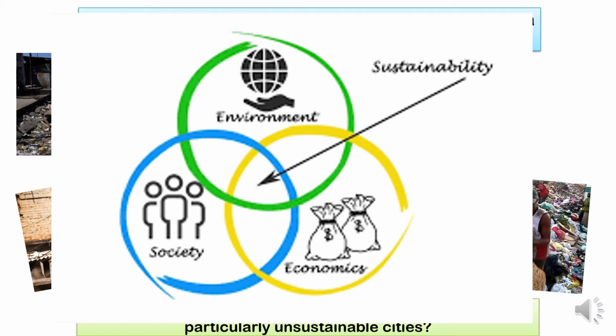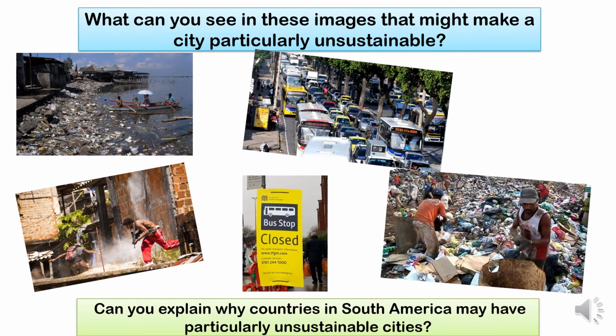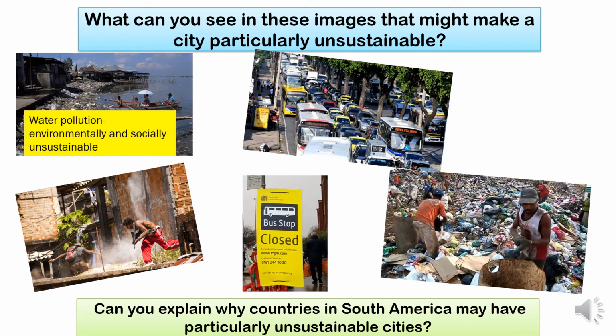So with that in mind, you now have 5 pictures. What I would like you to do is to tell me what's happening in these pictures and why it is unsustainable. So, for example, water pollution is environmentally and socially unsustainable, and you're going to come up with the reasons why. There is a massive question at the bottom of the slide. Can you pause this picture now and complete this activity? It should take you about 2 minutes.